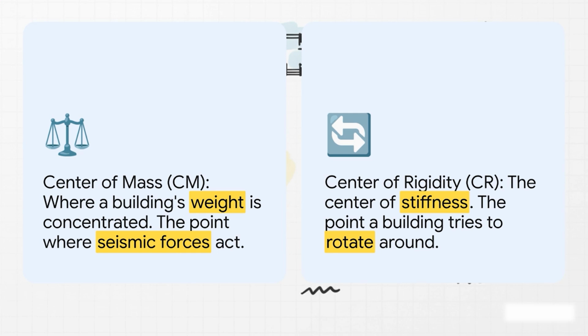On the other side, you have the center of rigidity, the CR. This is the structural center, the center of stiffness of all the columns and walls. It's the natural point the building wants to pivot around. Now, in a perfect world, these 2 points line up exactly. When they don't, well, that's when you get into some serious trouble.